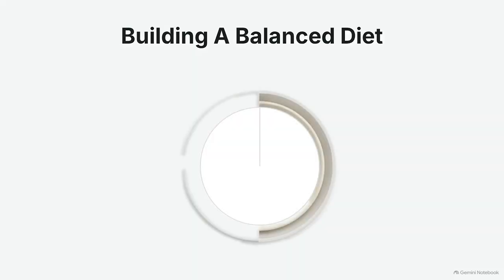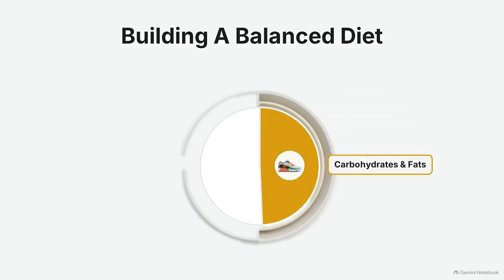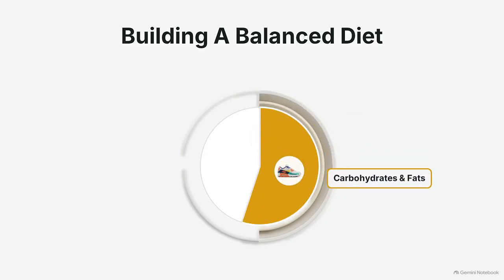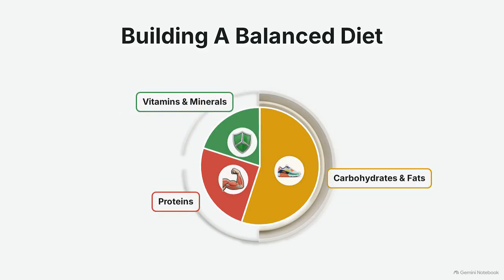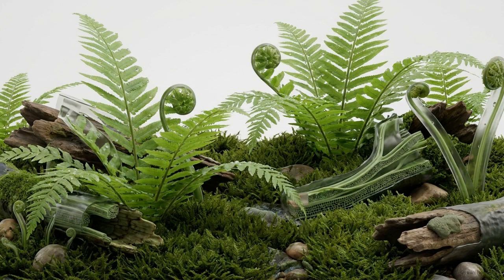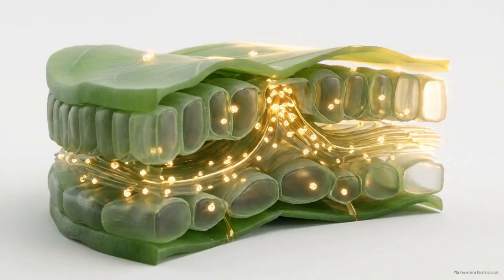To keep our bodies running, we need a specific mix of these absorbed nutrients, which we call a balanced diet. We need carbohydrates and fats for fuel to move, proteins to build our muscles, and vitamins and minerals to protect our immune systems. So when we observe the world around us, life begins with those simple actions, moving and growing. And every bit of that activity depends entirely on how an organism sources its energy.